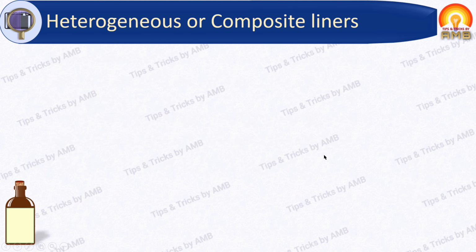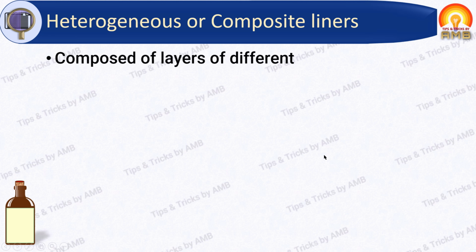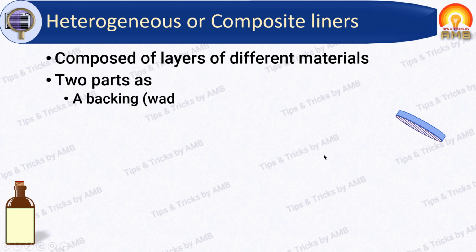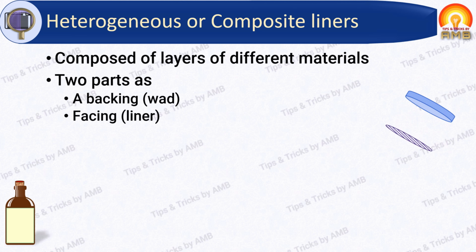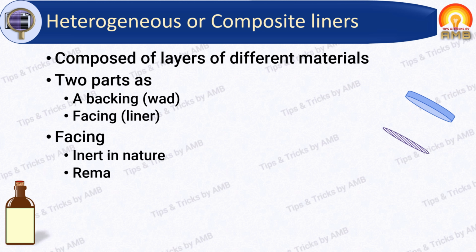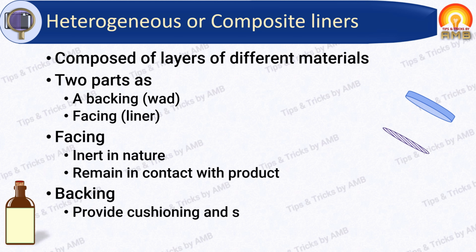Next is heterogeneous or composite liners. These are composed of layers of different materials. It has two main parts, a backing or wad and a facing, that is liner. Facing is mostly inert and remains in contact with the product. The backing provides cushioning and sealing properties.